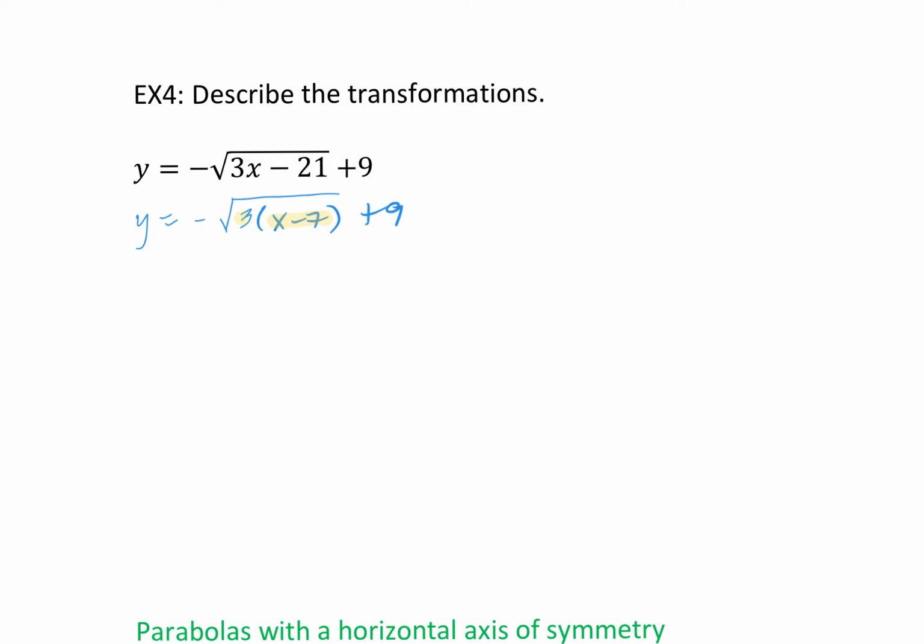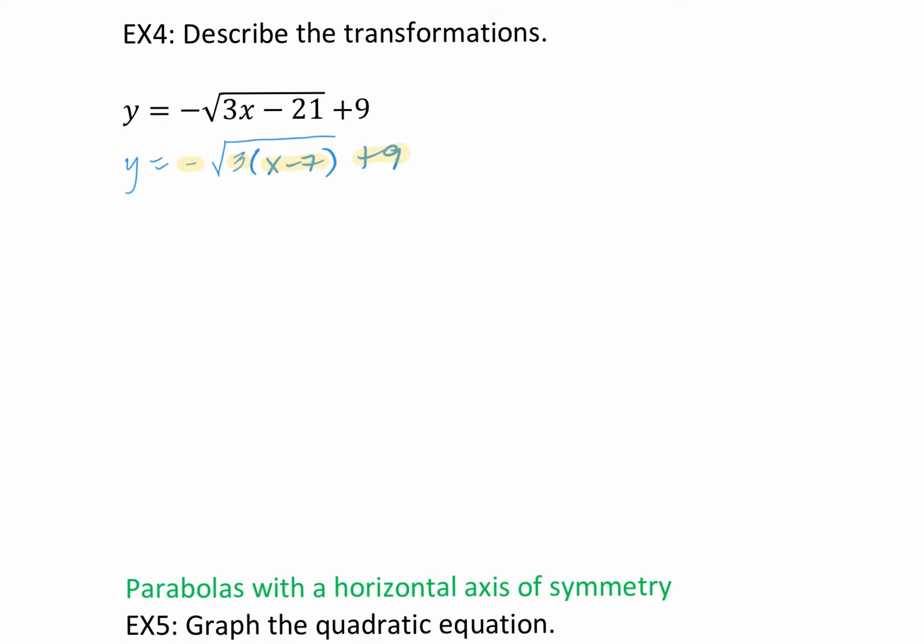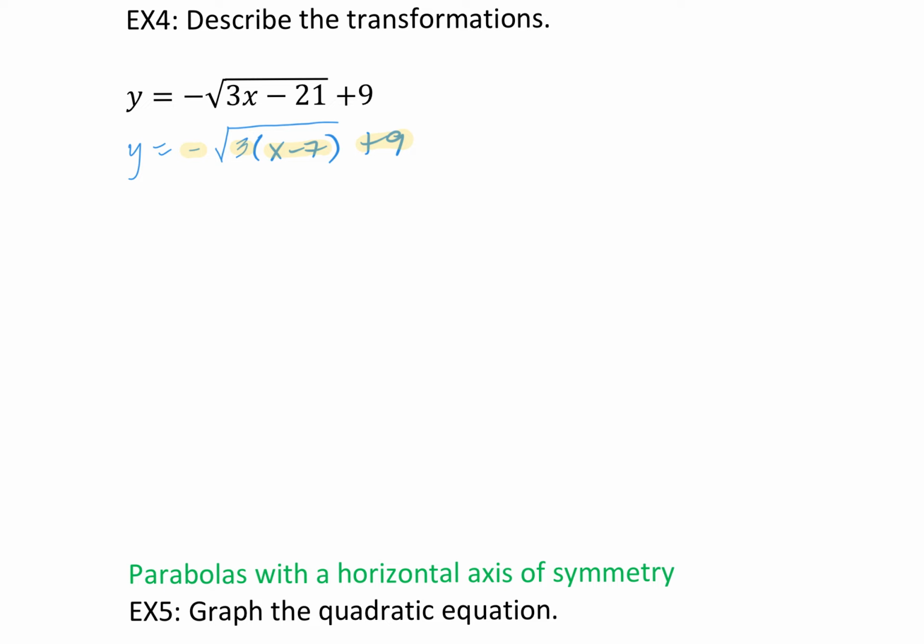The next thing you would do is multiply by 3. That's going to be a horizontal shrink. Outside of the square root, you have a negative. That would be a reflection about the x-axis. And then the +9 would be a shift up. So let's go ahead and review those transformations now that we do have our function written in the proper order. So this would be the x minus 7. That's going to be our shift right by 7 units. I'm just going to write by 7.